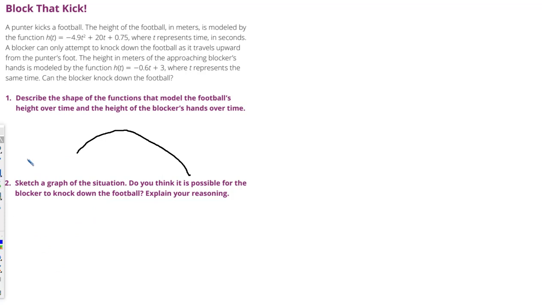Now let's go ahead and take in the blocker. Let's not worry about the position on the field. We're just talking about how the hands are moving. So he's going to start from higher and come down. And will those two lines possibly intersect? Yes. There's a possibility that he can block the kick or the punt if he does it soon enough.